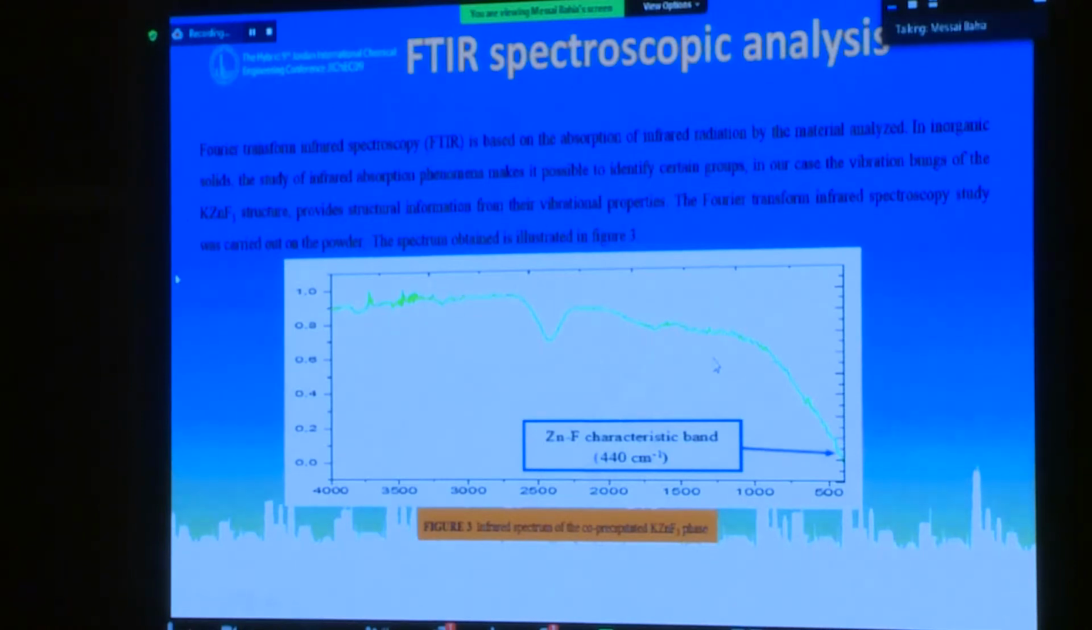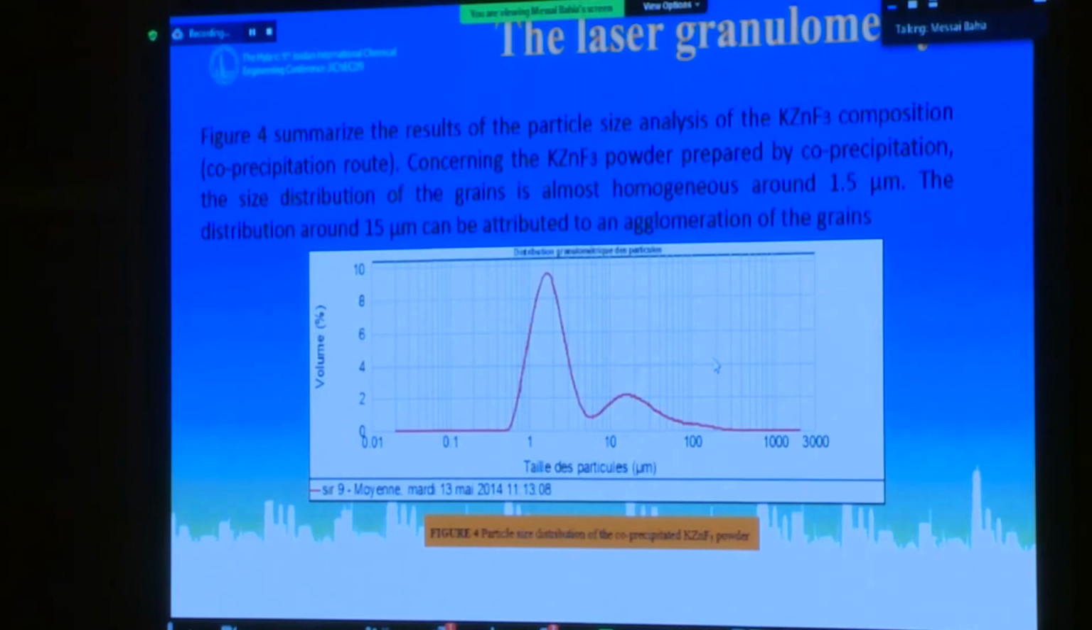The last one is the particle size. Figure number 4 summarizes the results of the particle size analysis of the KZnF3 composition, concerning the KZnF3 powder prepared by co-precipitation. The size distribution of the grains is almost homogeneous, around 1.5 micrometers. The distribution around 15 micrometers can be attributed to an agglomeration of the grains.